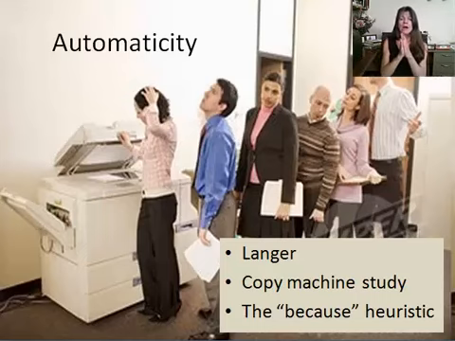Now, do you recall how many copies the confederate said he needed to make? That was 5. And the reason I ask you this is that this changed and the simple because heuristic did not work when the confederate said, "I have 25 copies to make" instead of 5.